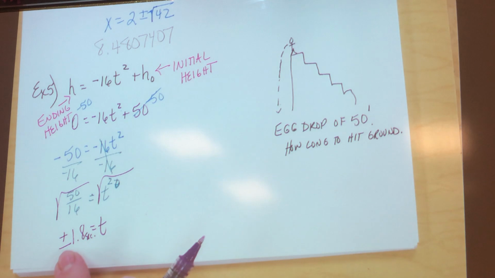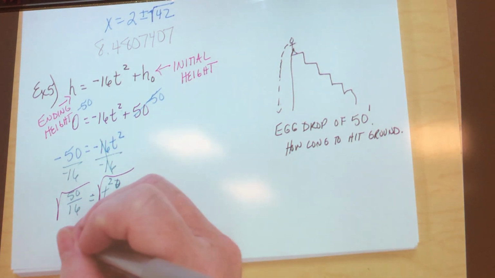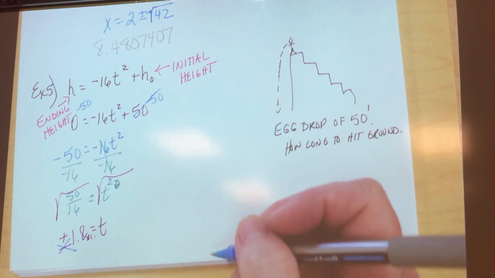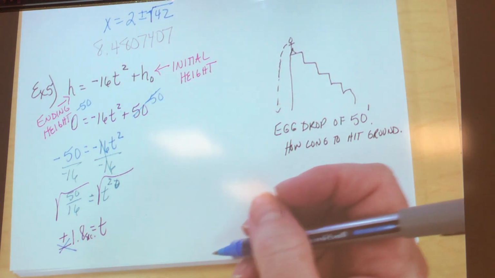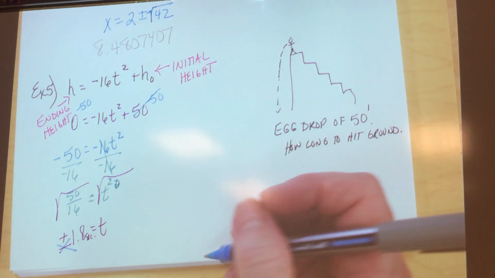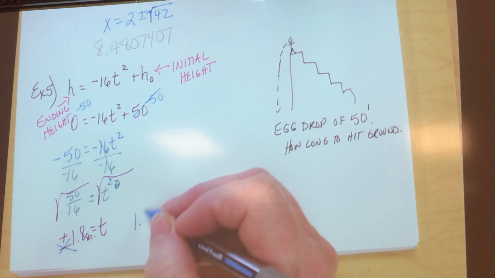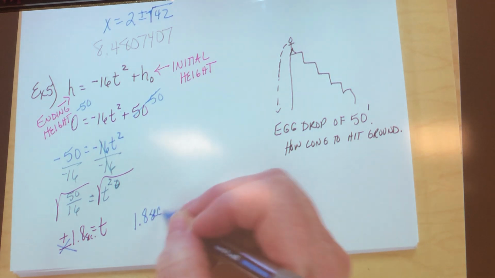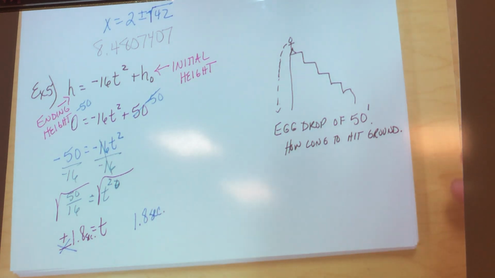All right? Tell me about the negative 1.8 seconds. Not right. You can just throw that one out. He doesn't make any sense. Can you go back in time? No. Once you've said something not nice about someone, you can say, I'm sorry, but it's still out there, you can't take it back. So the negative in this case will be thrown out, and my answer would be it takes 1.8 seconds for the egg to hit the ground.